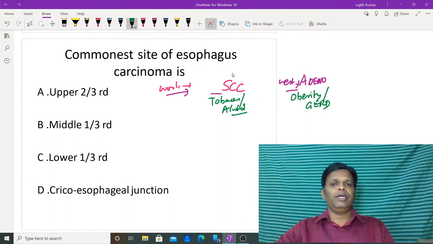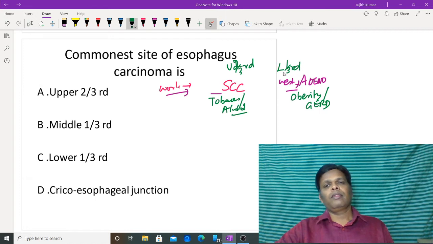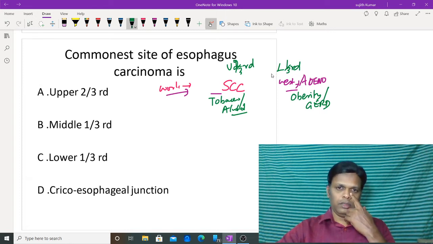Okay, so these two are the common risk factors in case of adenocarcinoma. And if you take the location, then squamous cell carcinoma, the upper two thirds is common. Whereas in case of adenocarcinoma, the lesions that are present in the lower one third are very commonly seen in adenocarcinoma.